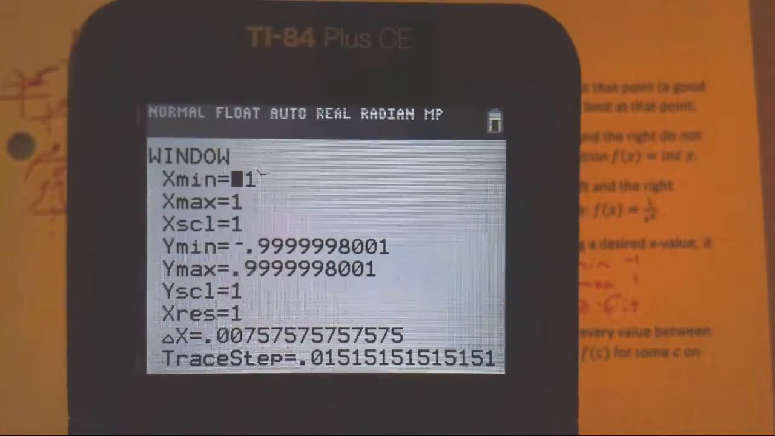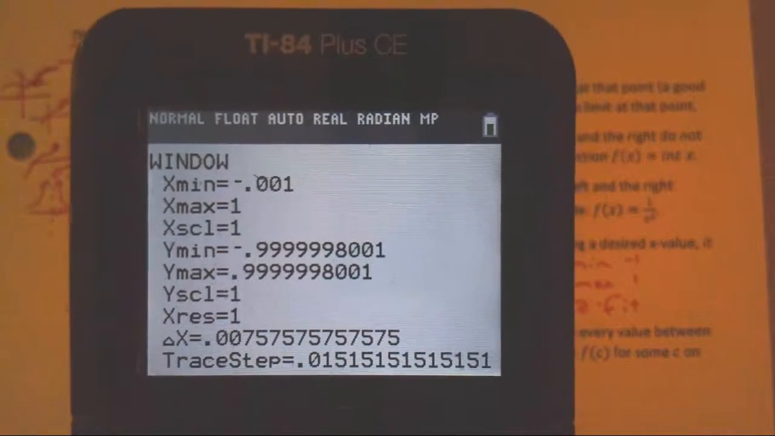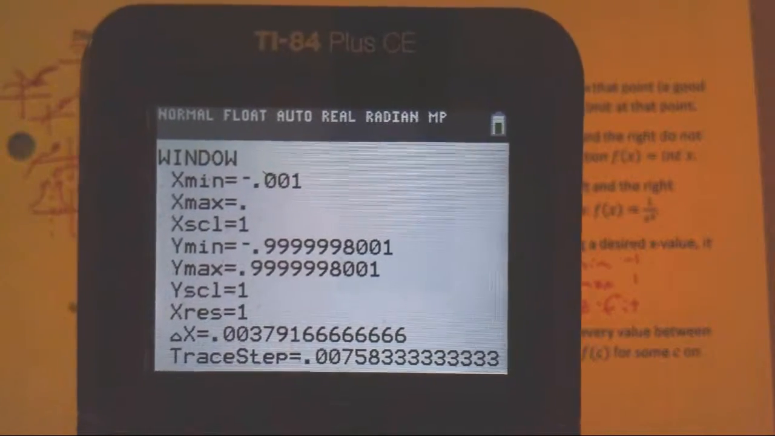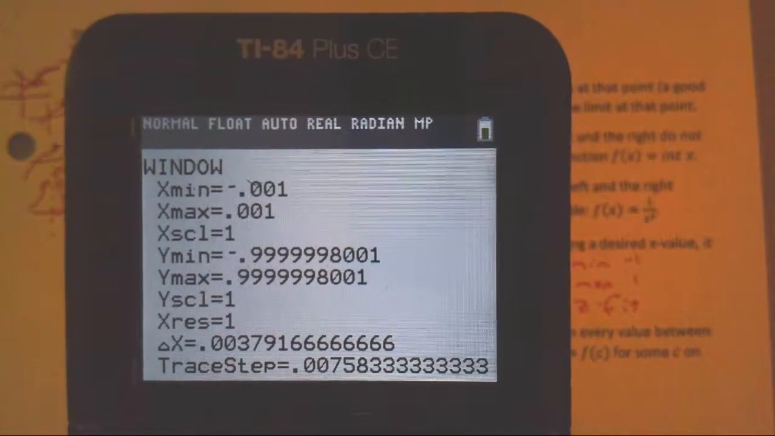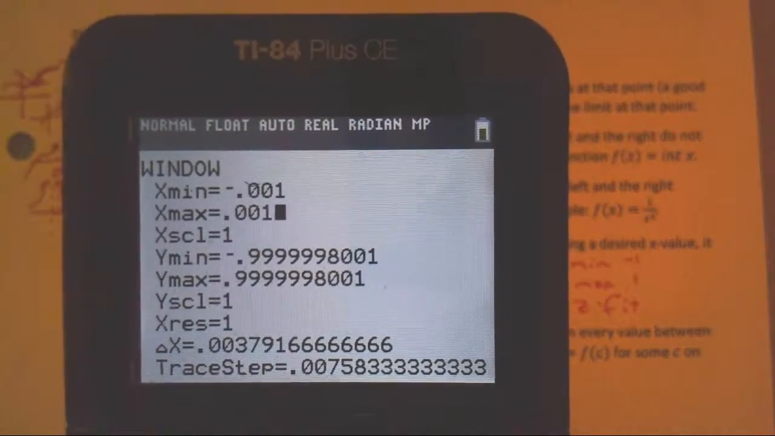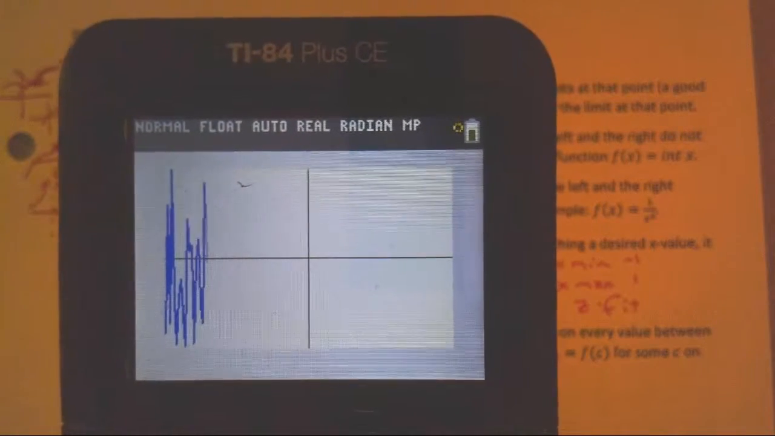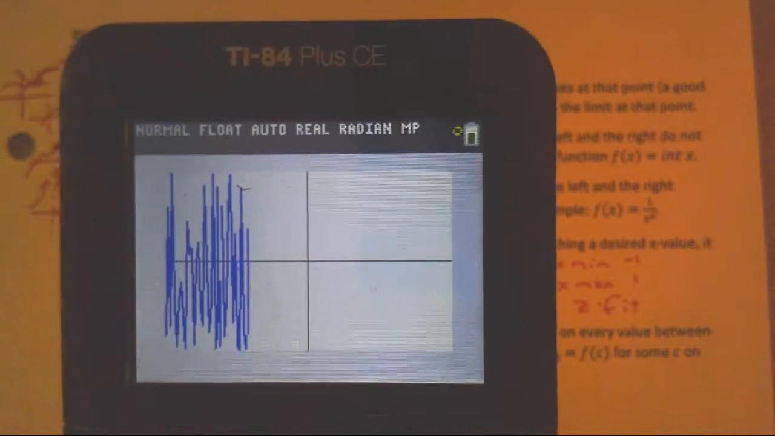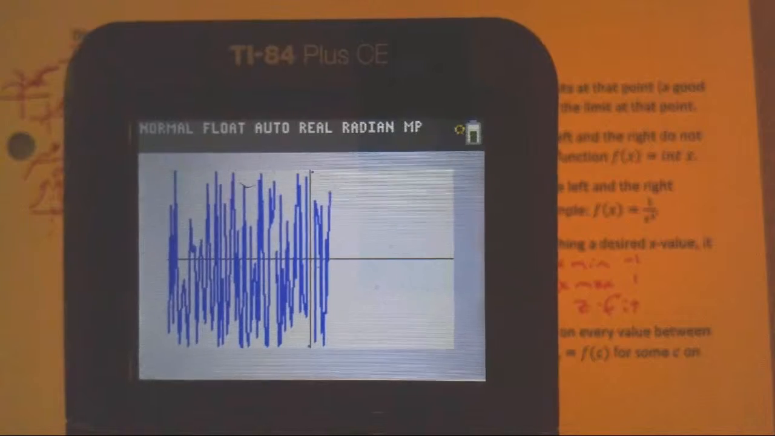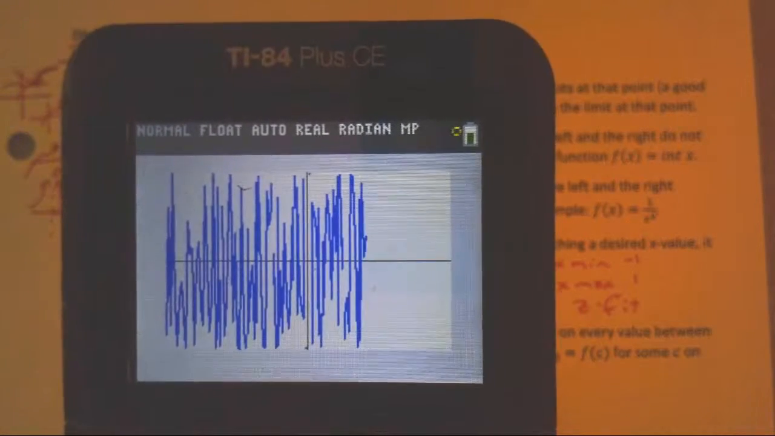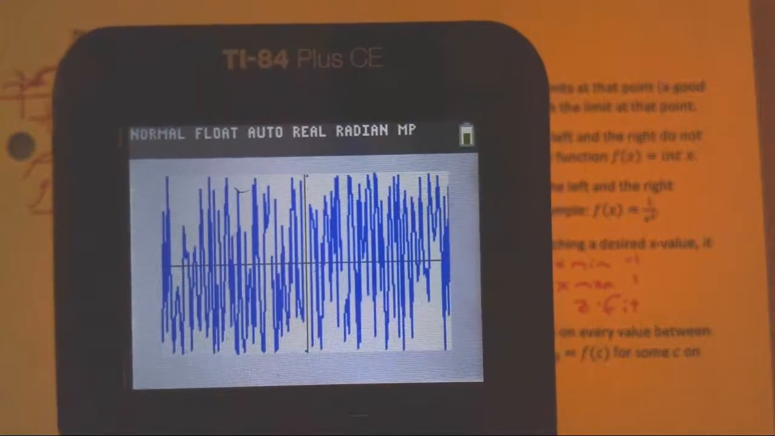go back into window, and I'm going to go -0.001 to 0.001. And we're going to really zoom in and see what's happening, because it looks nuts at 0. So I graph this guy. And look how it kind of just steps right over x equals 0. See that gap in there? It's having problems with x equals 0 as it should.